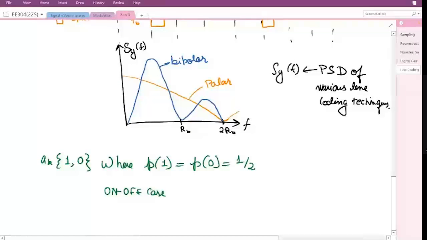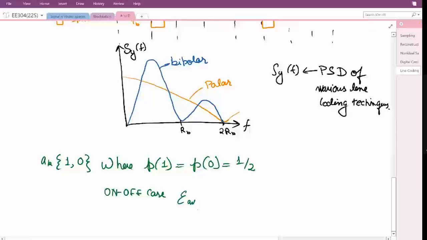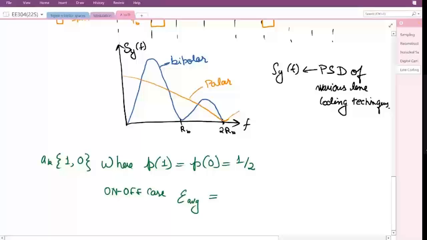For the on-off case, what can we say? What is the average energy? E average is nothing but, what is the average energy? How should we calculate it?